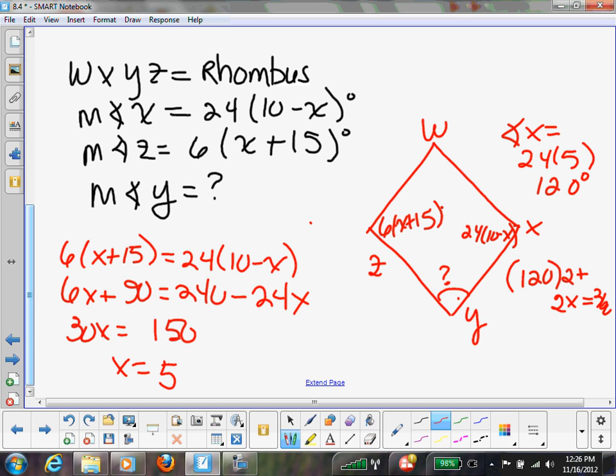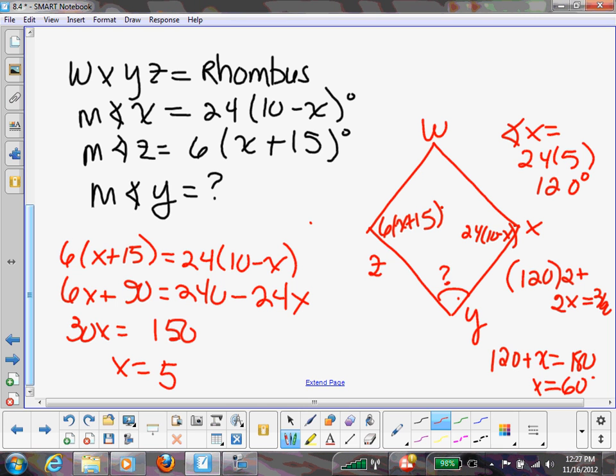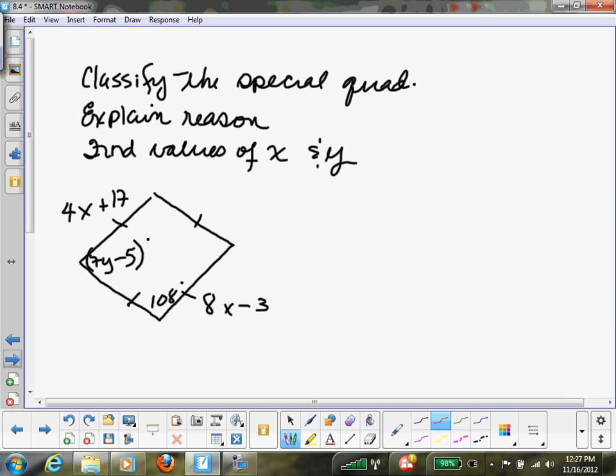Can't we also just say, what do we know about adjacent angles? So really, 120 plus x is equal to 180, so x is equal to 60. Sure, both ways work. I'm just giving you an alternate way. You know that they all add up to 360, but you also know, because it's a quadrilateral, that adjacent angles equal 180, which might make just the numbers a little bit easier. Okay, so let's look at the next one.